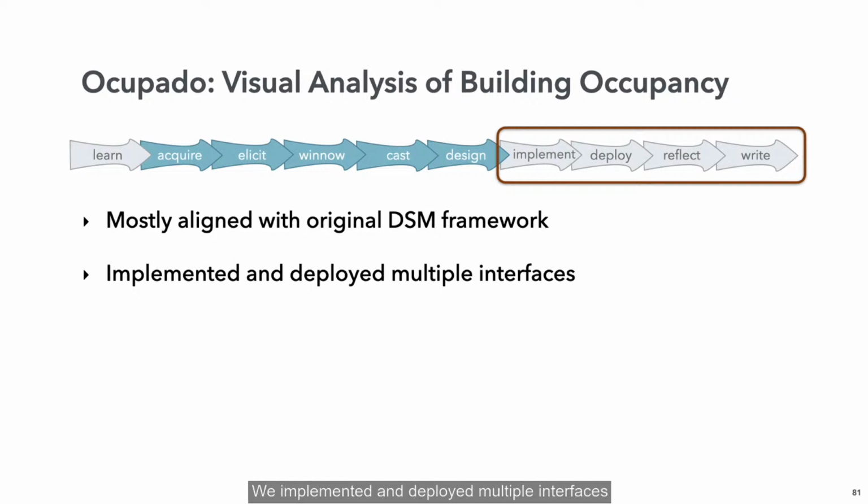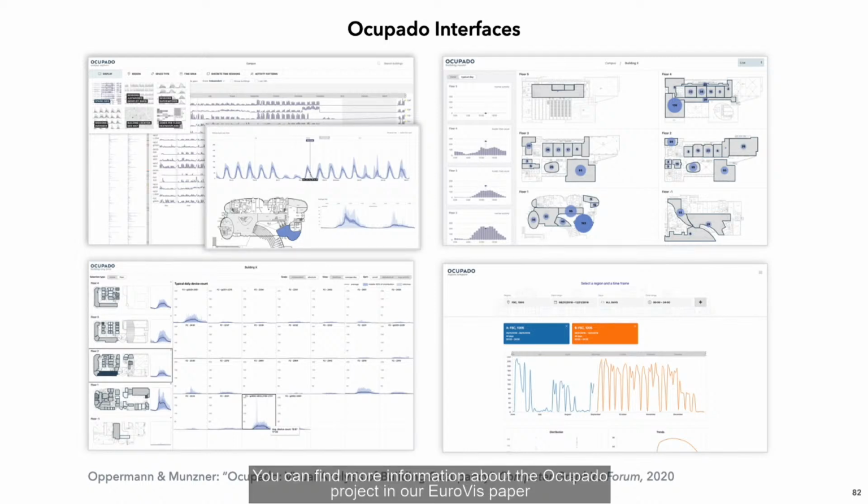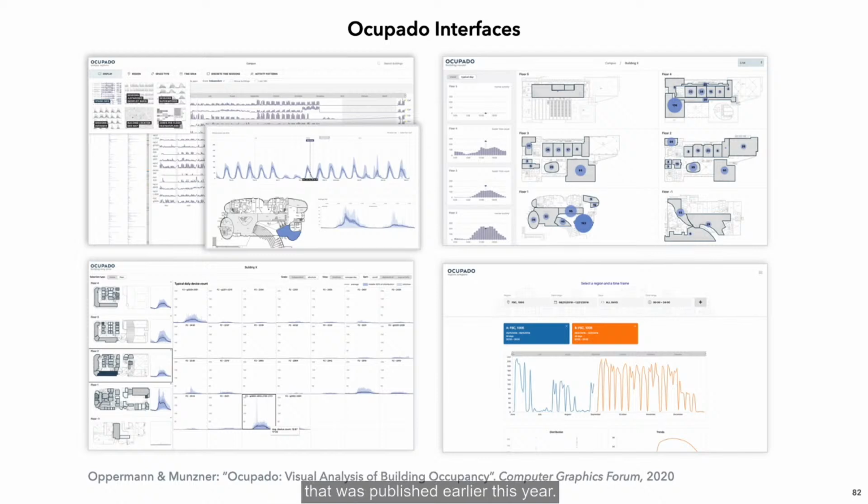We implemented and deployed multiple interfaces, and our industry partner adopted Ocupado as a frontend for the Wi-Fi data collection platform. Here you can see some screenshots of these interfaces. You can find more information about the Ocupado project in our VIS paper that was published earlier this year.